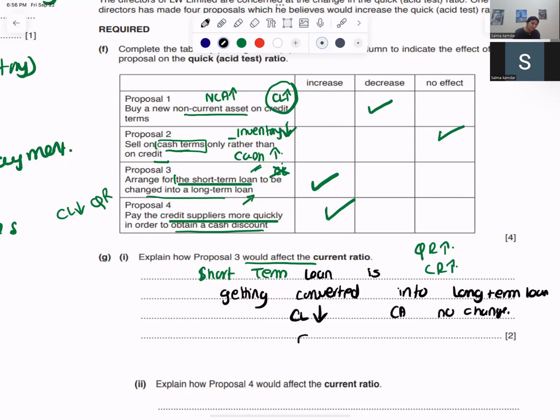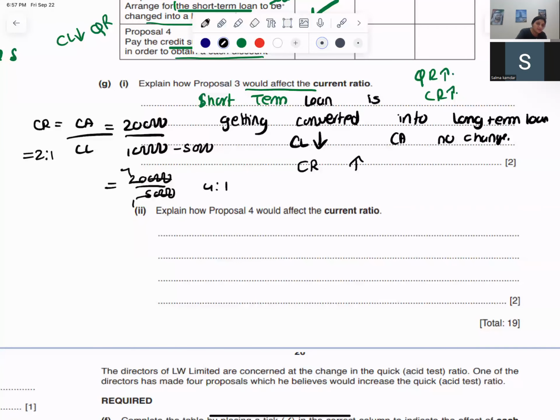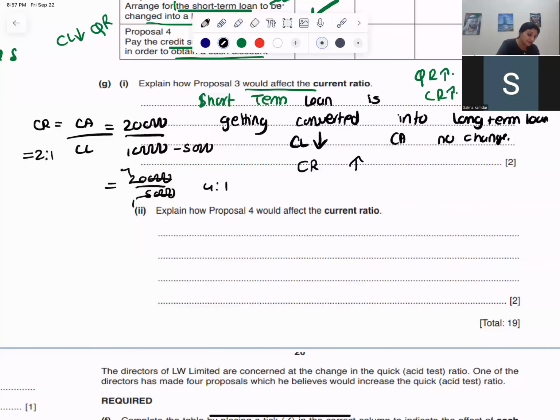Let's take, for example, suppose your current ratio, current assets over current liability, was 20,000 upon 10,000. If you convert your short-term loan into long-term loan, and say it was 5,000, so this will become 20,000 over 5,000. So the current ratio will increase. Explain how proposal 4 would affect the current ratio.